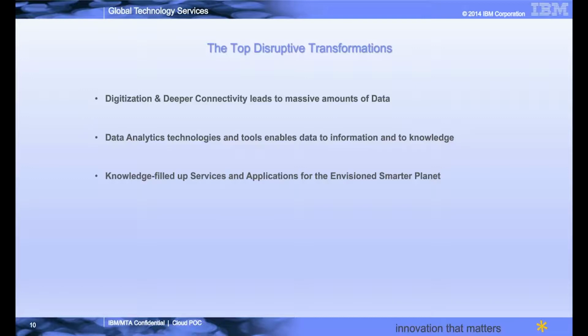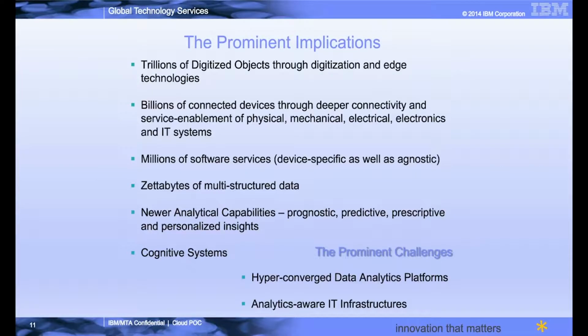So somebody wrote somewhere something like this. By 2020, we will have trillions of digitized objects or smart objects through the maturity and stability of edge technologies, digitization technologies. And we are nowadays seeing a lot of deeper connectivity between various kinds of devices, electronics, physical systems, mechanical systems, electrical systems. So it is projected that by 2020 there will be billions of connected devices.